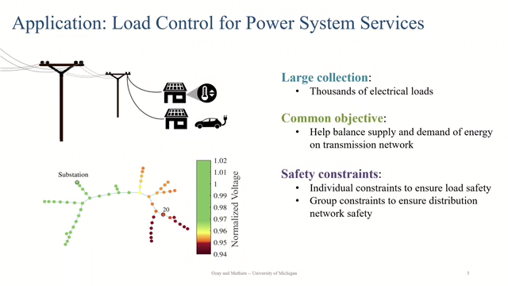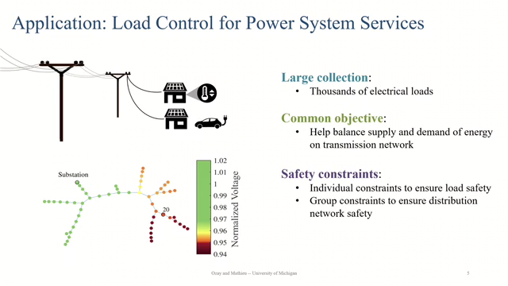So on the left, lower left, you see a distribution network where each node is representing 5 to 10 households. And in the lower right, you'll see the nodes in red have voltages that are below the safe level. And this is what our group constraints will be designed to avoid.